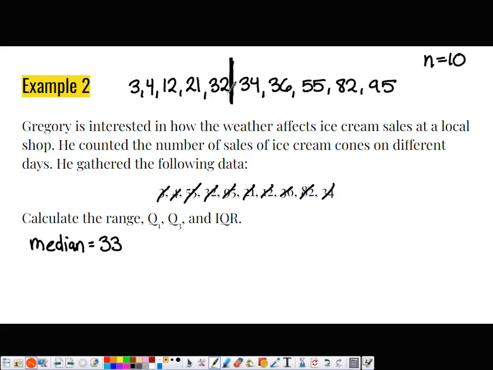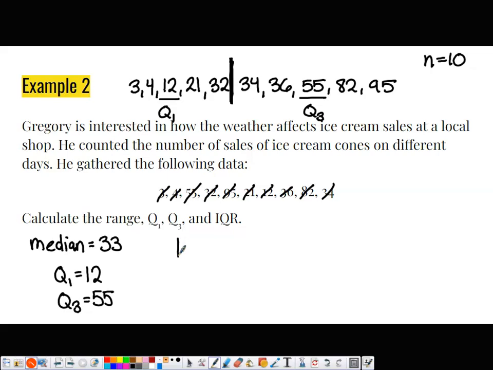So we're looking at the median of this lower half, and that's going to be our Q1. So this 12, that's our Q1, and this 55, the median of the upper half, is our Q3. Let's write that out. Our Q1 is 12, our Q3 is 55, and then we need to find the range and the IQR.